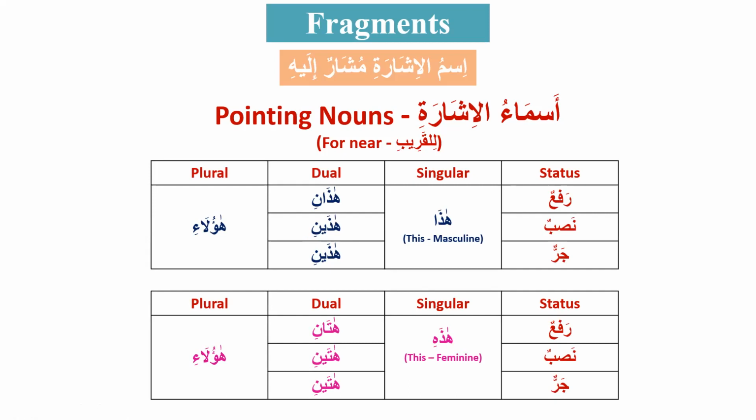Yeah. Zalika, Zanaka, Zainaka. And the dual is Ulaika. Tilka, Tanika, Tainika, and plural is Ulaika. Yeah, there's a problem with dual here with both of them.